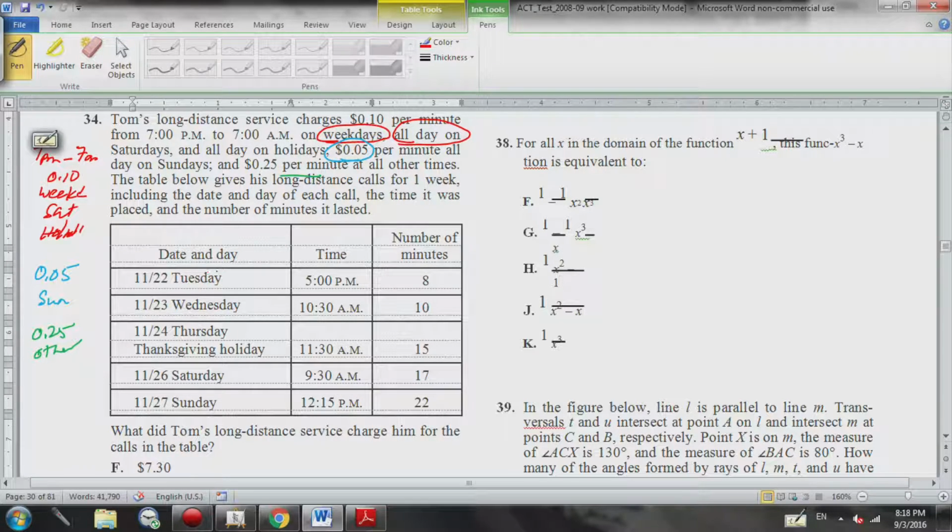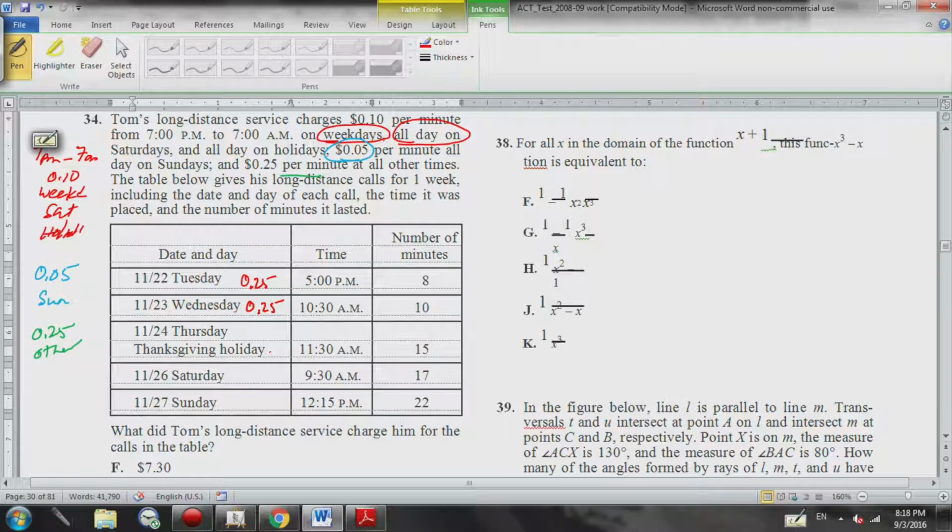He made one call Tuesday at 5 p.m. Where is that going to fall? That's not this, and that's not Sunday. That's going to be 25, so this is going to be 0.25. That's the rate there. Wednesday at 10:30 a.m. That's not this. It's not 7 p.m. to 7 a.m. That's not a Sunday. That's also going to be 0.25, the rate of charge for that, the 25 cents.